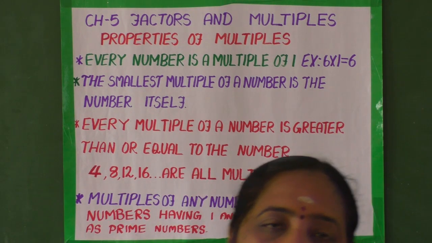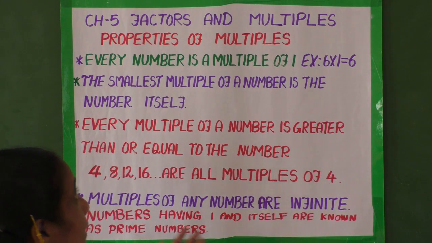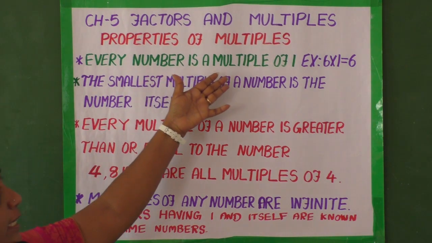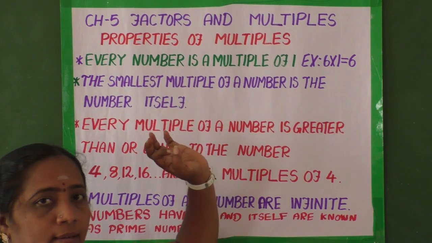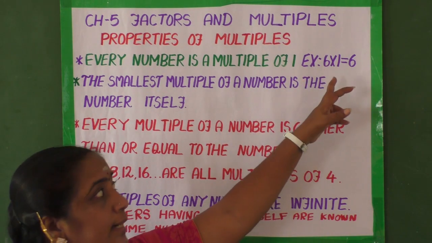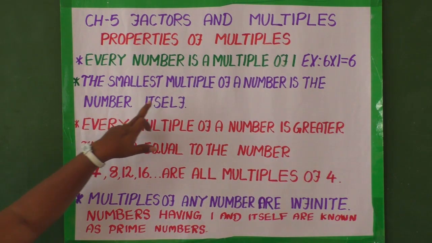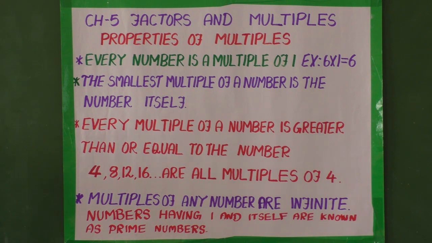In exercise 5.1 you already know the multiples. Once again I remind you of the properties of multiples. What are the properties of multiples? Every number is a multiple of 1. For example, 5 ones are 5, 6 ones are 6, 8 ones are 8, like that. Then the smallest multiple of a number is the number itself.